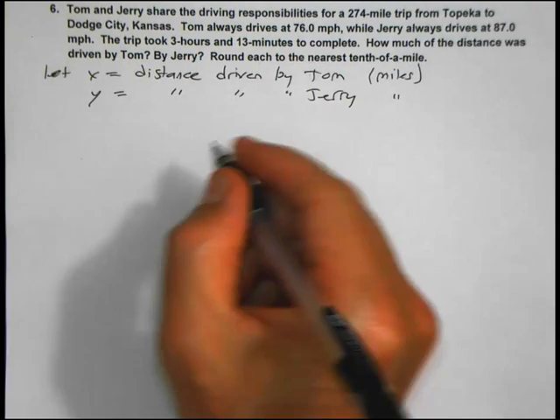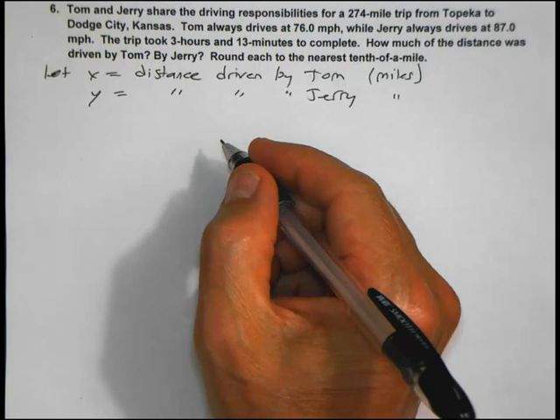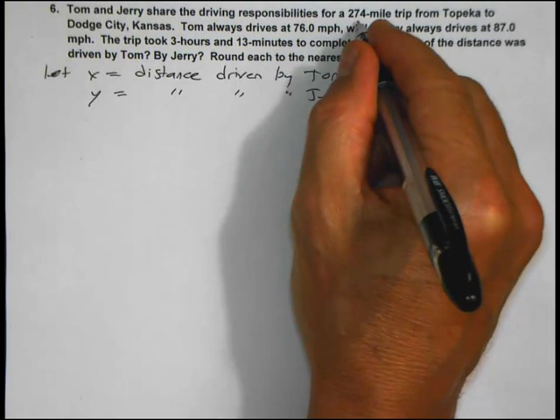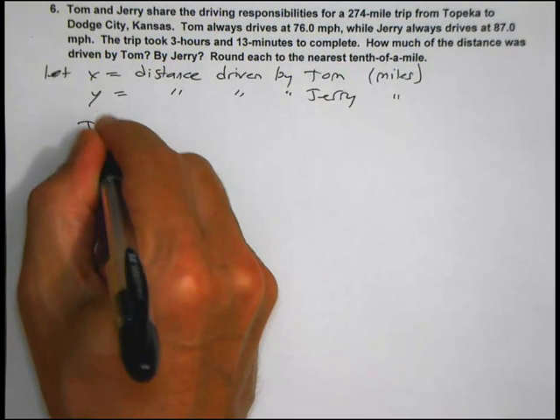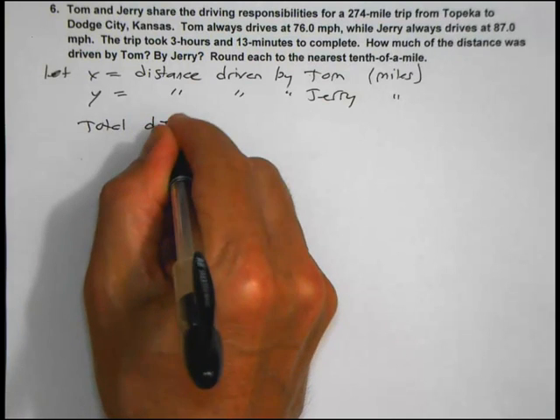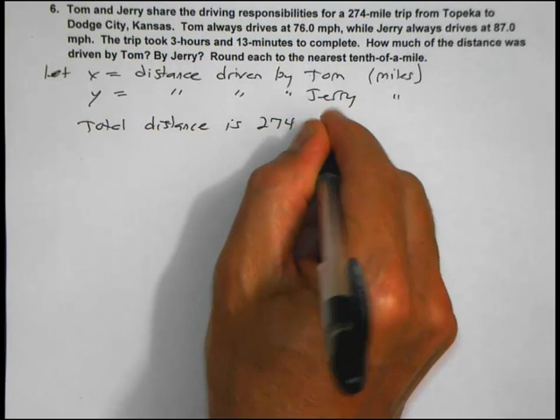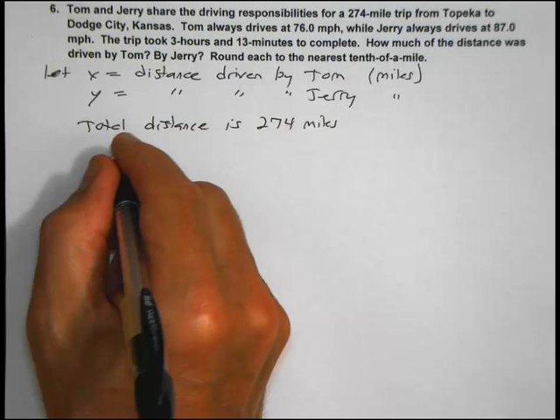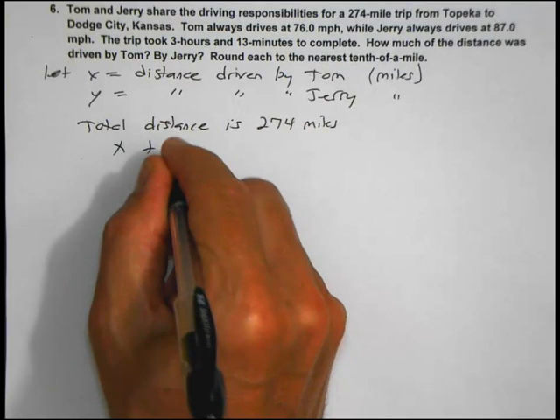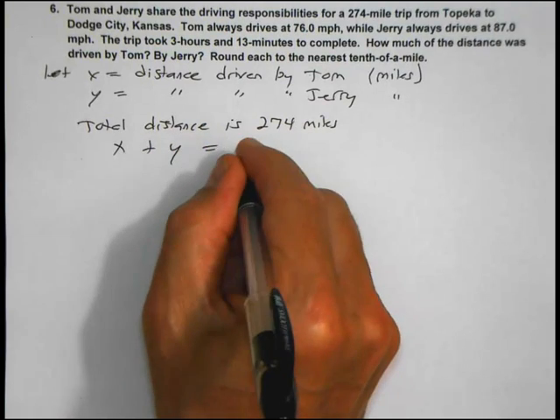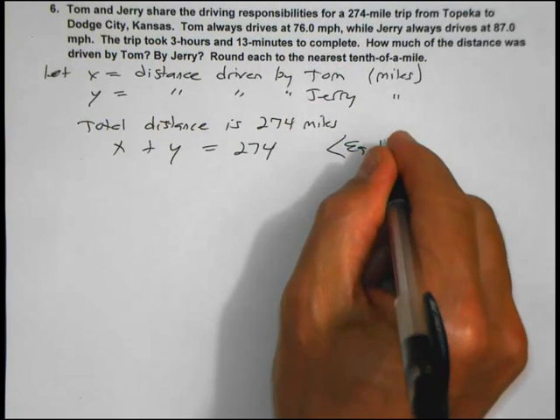Alright, what sort of information do we have that would translate into some equations? It's a 274-mile trip. So in other words, we've got a total distance of 274 miles. From that we can say that the distance driven by Tom plus the distance driven by Jerry has got to equal 274. Alright, there's an equation 1 we got.